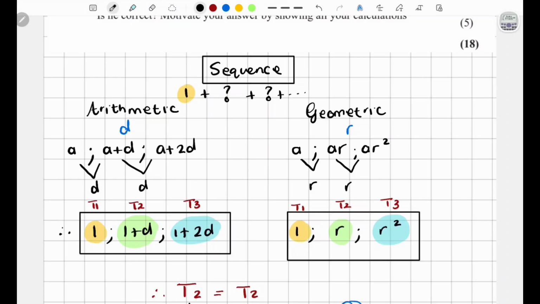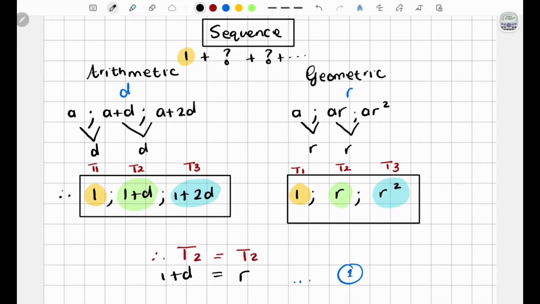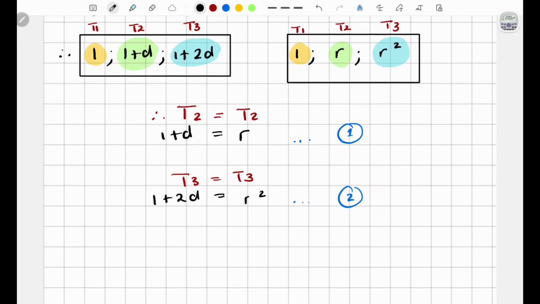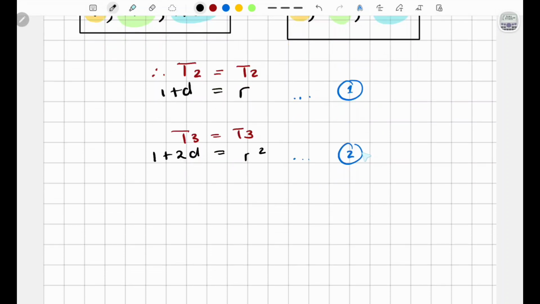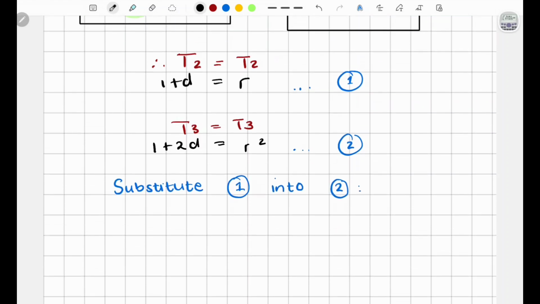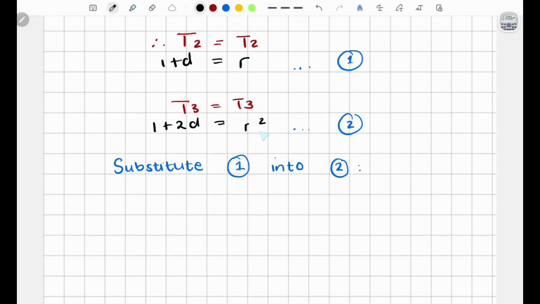So if we can actually have a D and an R value, then it would mean that yes, he's actually right. A sequence can exist if its first term is 1. Okay, so let's substitute equation 1 into equation 2. Equation 2 says 1 plus 2D is equal to r squared. You see, equation 1 is the equation for r. So wherever you see r, replace it with 1 plus d. So 1 plus d all squared.